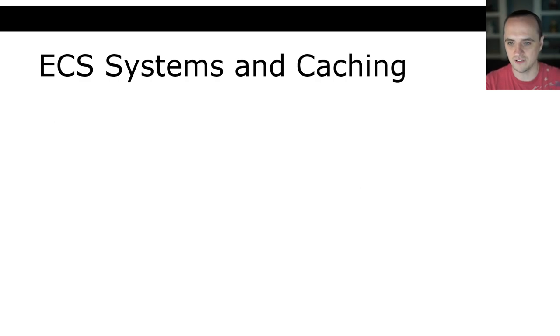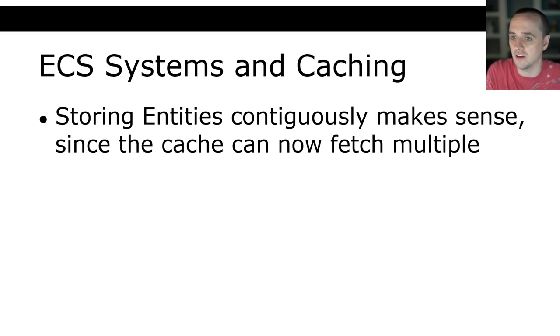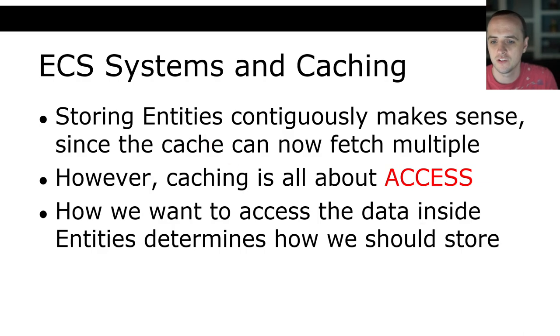So it's okay to say, well, all our entities are contiguous, so that's good. We'll get a whole entity. But is that how we access data within an entity? Do we want everything of an entity at once? So how we want to access the data inside entities determines how we should store them, right?